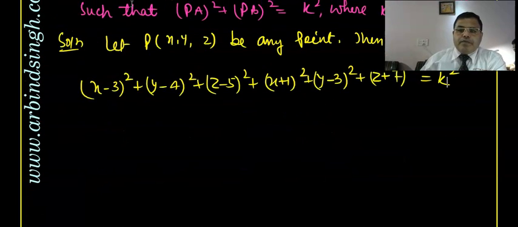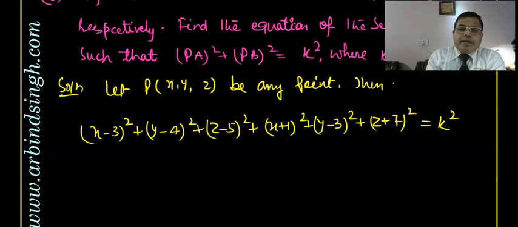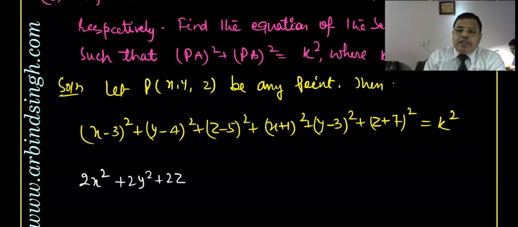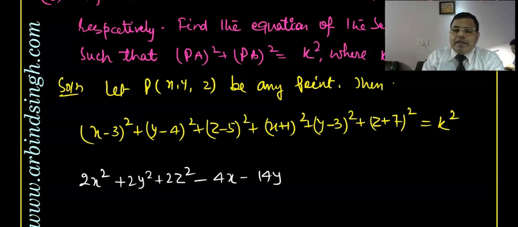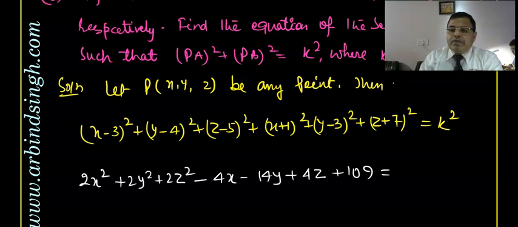If you simplify this, x square comes from here and x square from here, so it will be 2x square, 2y square and 2z square, right? Now, here it will be minus 6x and here plus 2x, so that will be minus 4x. Here minus 8y and here minus 6y, so minus 14y. Here minus 10z, here 14z, so that will be 4z. And there is 9 plus 16, 25 plus 25, 50, and this is 49 plus 50, so 100 and 9, 109, is equal to k square.